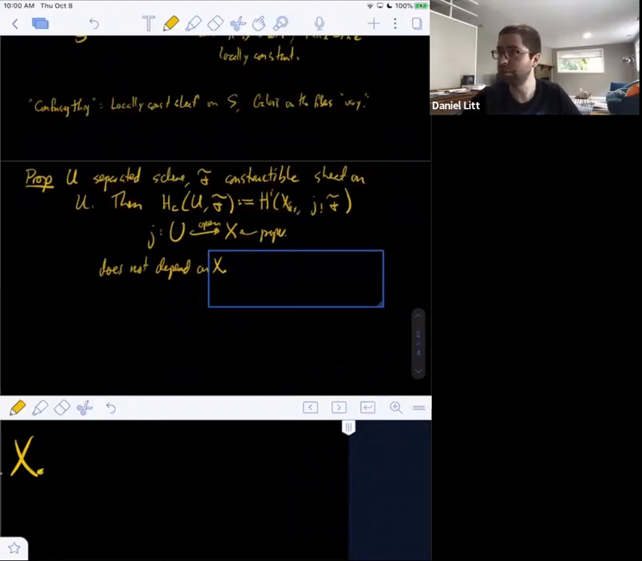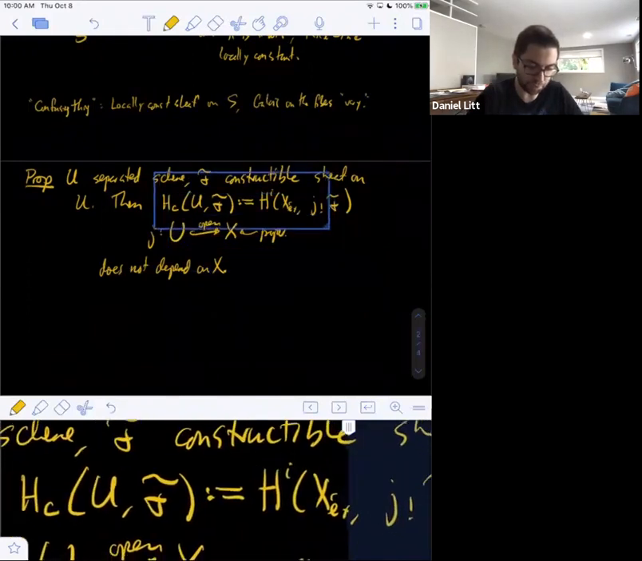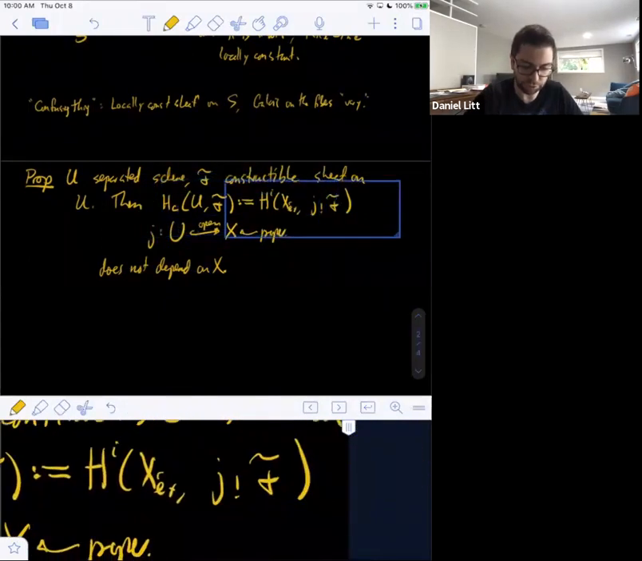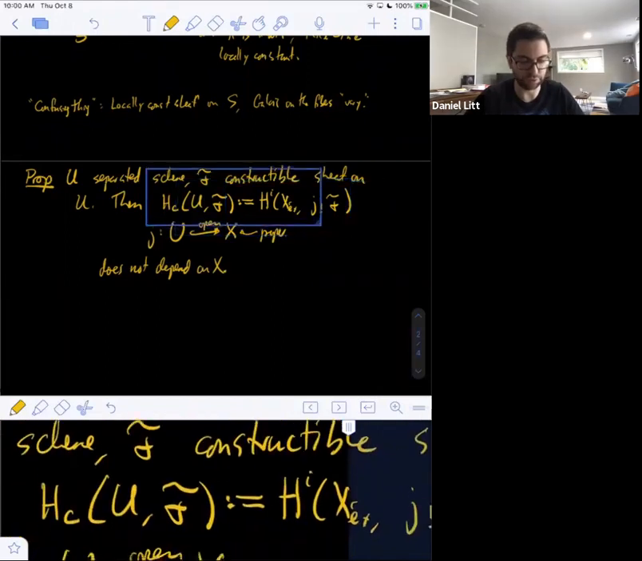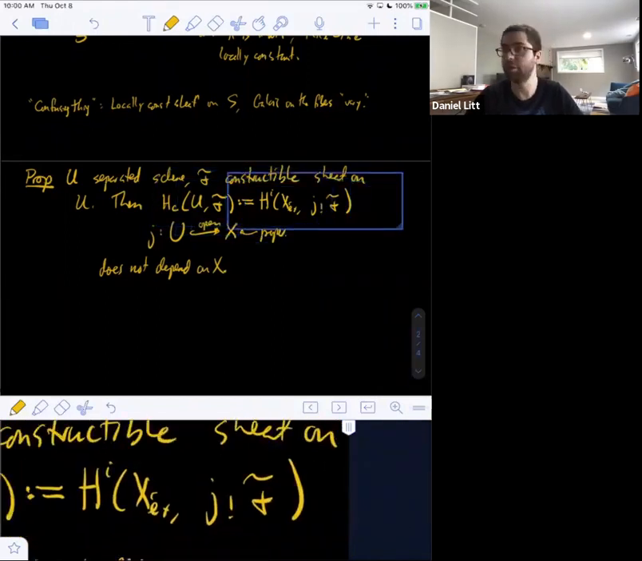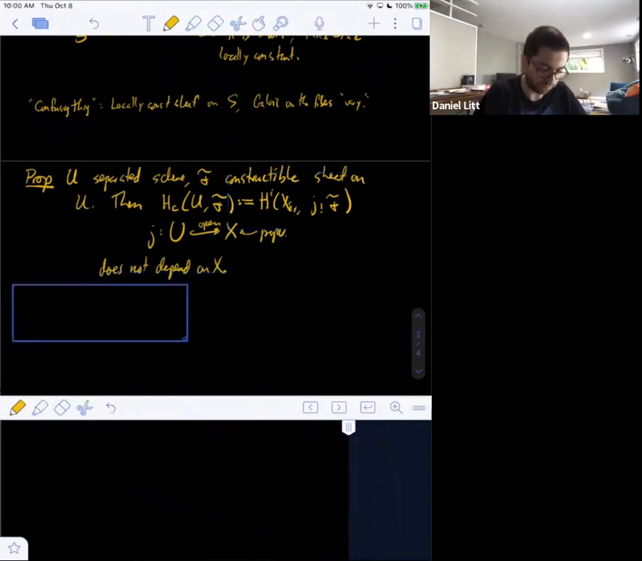Are there any questions about the statement before I begin the proof? Do you all remember what this H_c and j lower shriek and so on meant? The brief reminder is that j lower shriek was extension by 0, and this was the definition of the compactly supported cohomology. Any questions? All right. Well, if not, let's prove this.